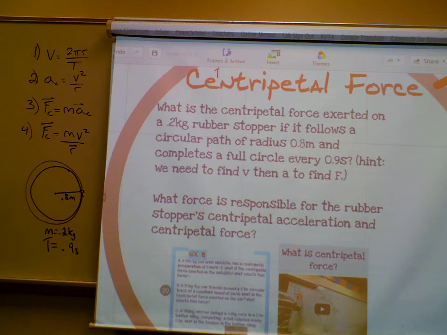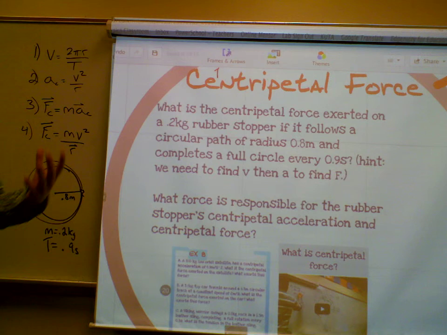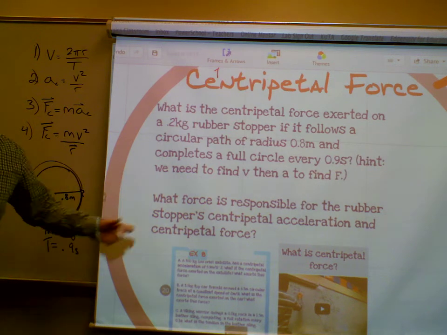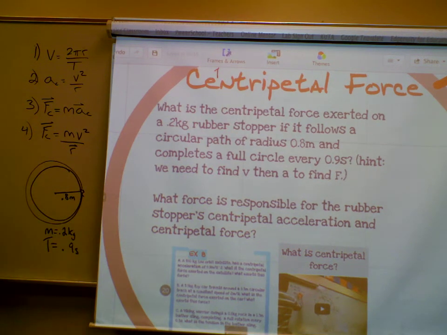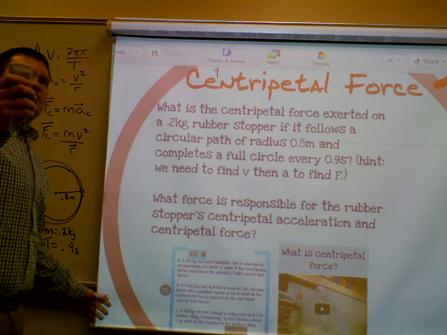Remember I told you guys yesterday that centripetal force can be any force. It's like a net force, right? It can be friction, it can be tension, it can be gravity, it can be electromagnetic attraction, it can be anything. In this case, tension is what's responsible for the centripetal force. Does that make sense? It sure does.